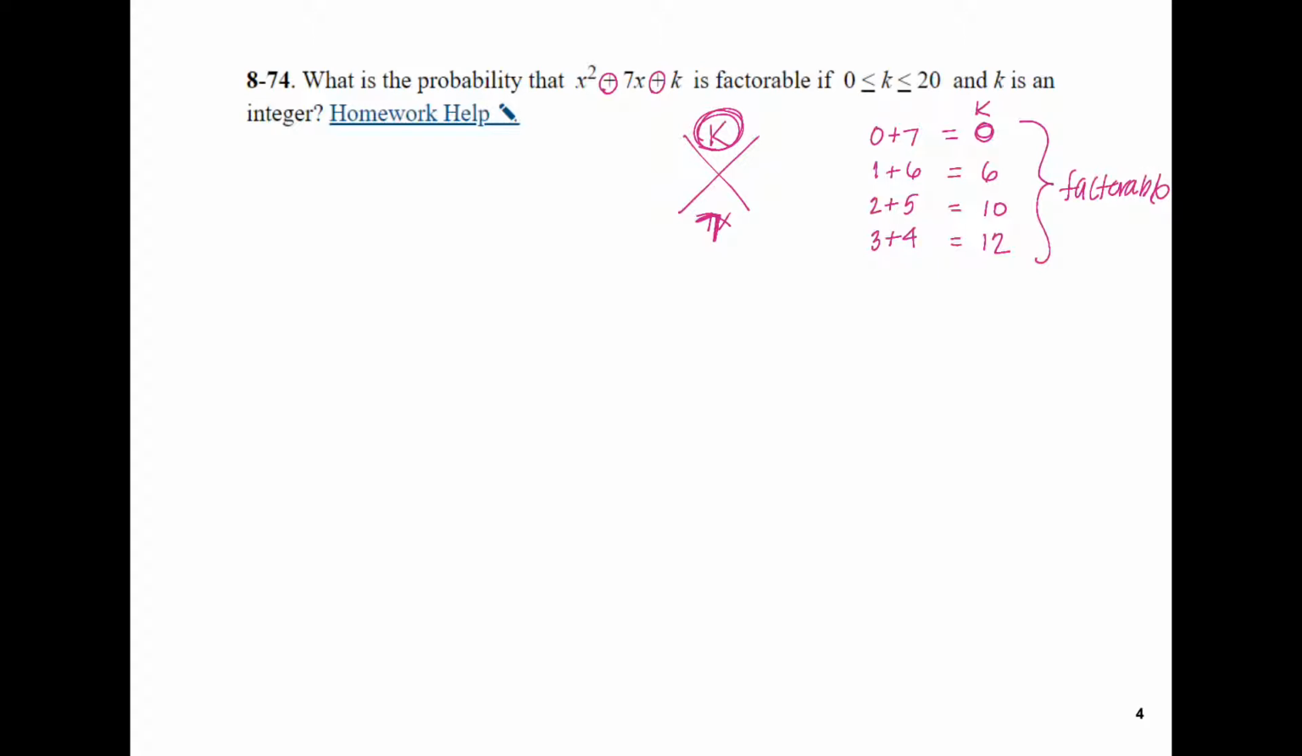But then they asked, what is the probability of that? So in order to find the probability, there are a total of 21 integers from 0 to 20, including 0 and including 20, and there are 4 possible factors. So if we have 4 possible factors out of 21, the probability is approximately 19.05%.